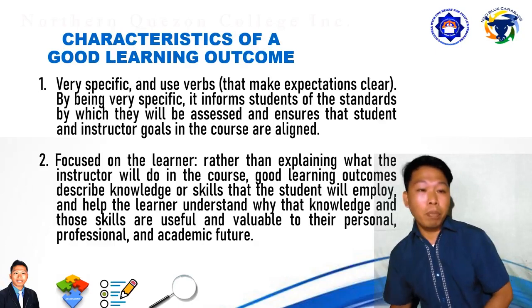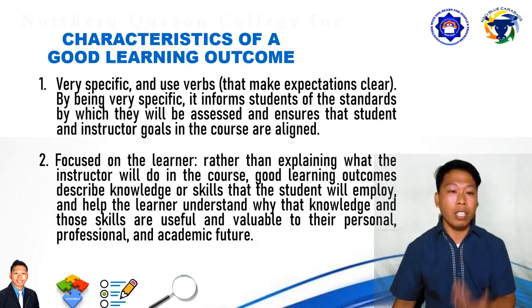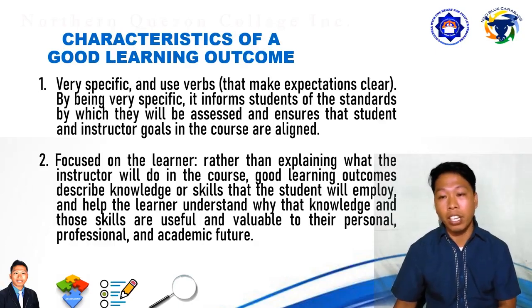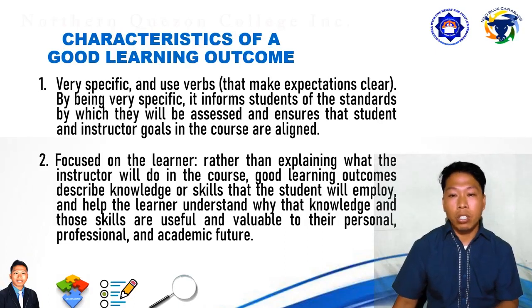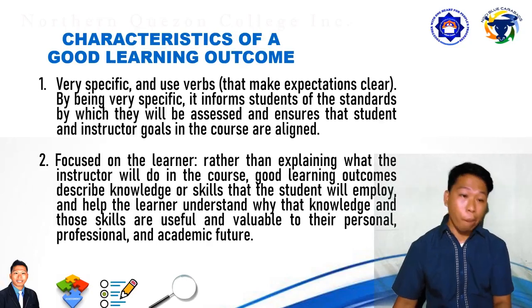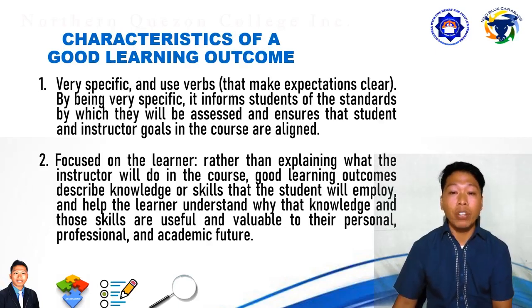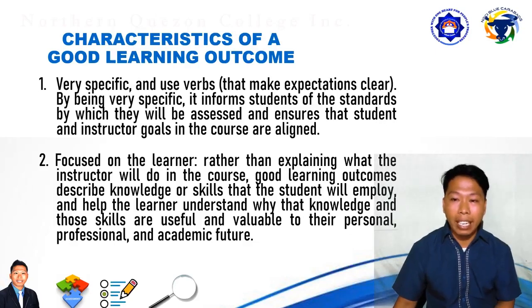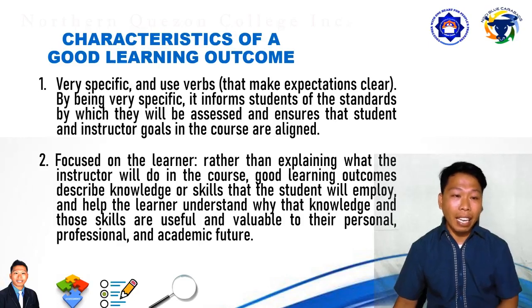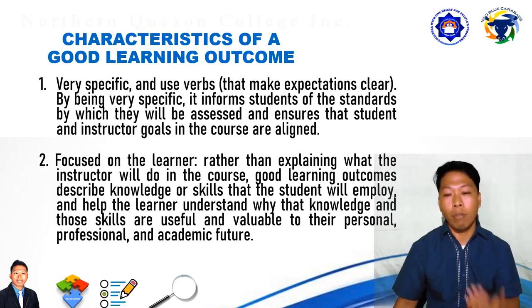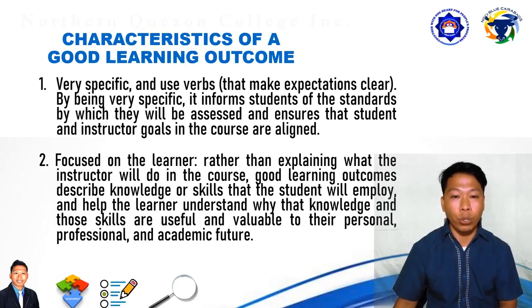By being very specific, it informs students of the standards by which they will be assessed and ensures that student and instructor goals in the course are aligned. Number two, focus on the learner. Rather than explaining what the instructor will do in the course, good learning outcomes describe knowledge or skills that the student will employ and help the learner understand why that knowledge and those skills are useful and valuable for their personal, professional, and academic future.